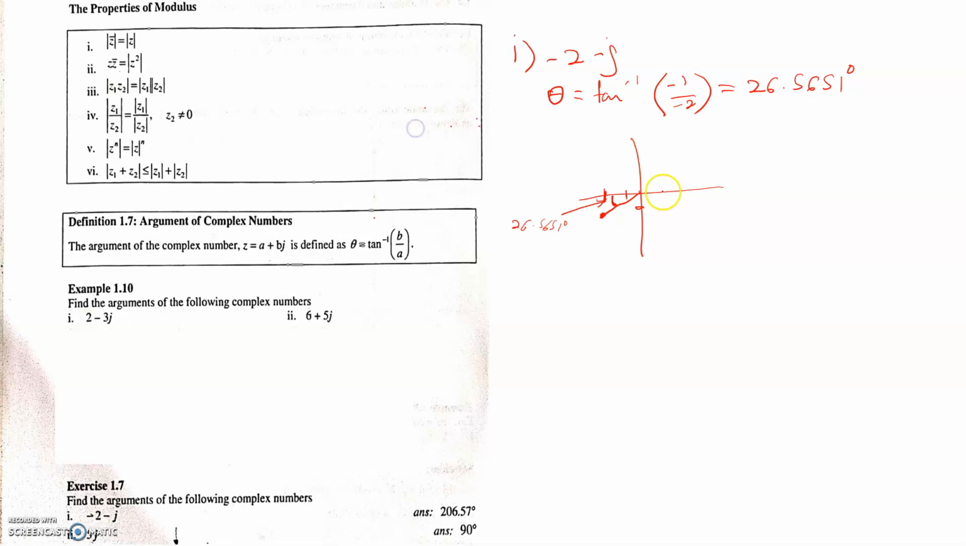So how do we get the total angle from the positive x-axis? We should sum everything. So sum with 180, right? When you add 180, you'll get 206.57. I hope that you see now how to get it. Let's do another one.